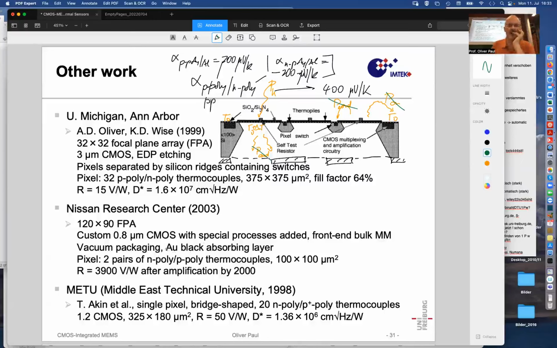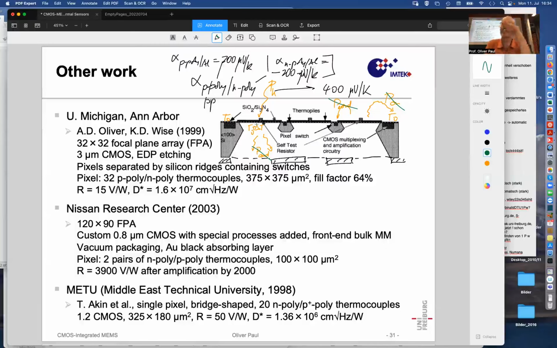And then they also added some gold black absorbing layer, some very thin gold layer. Gold isn't black, is it? Black gold we don't see so often. It's usually shiny, and you can hardly get it dirty because nothing sticks to it, it doesn't oxidize. And so what is black gold?